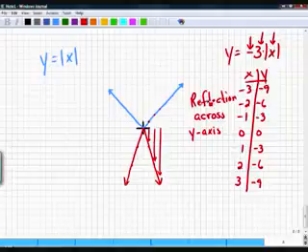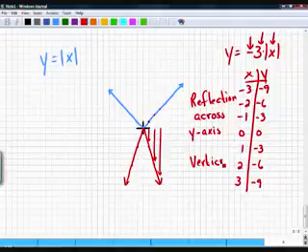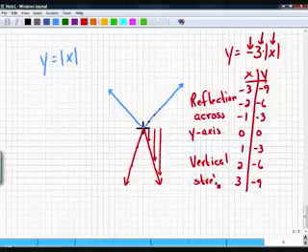Any questions? That's a reflection across the y-axis, and since it stretched it up and down, that's vertical. We'll get into this more later on. That's a vertical stretch times 3. Those are the two things that happen: a reflection across the y-axis and a vertical stretch times 3. Any questions?